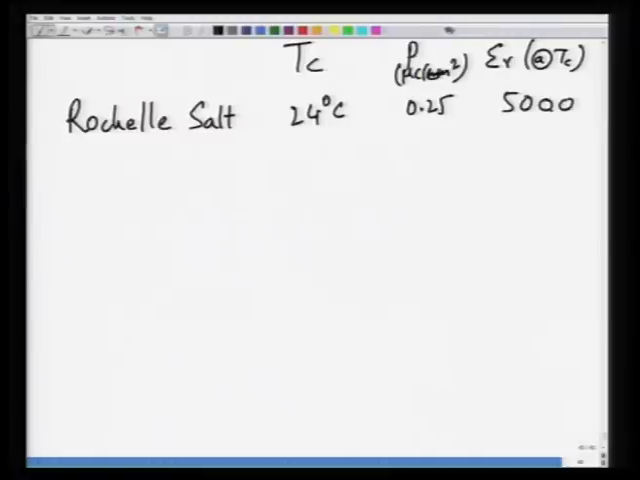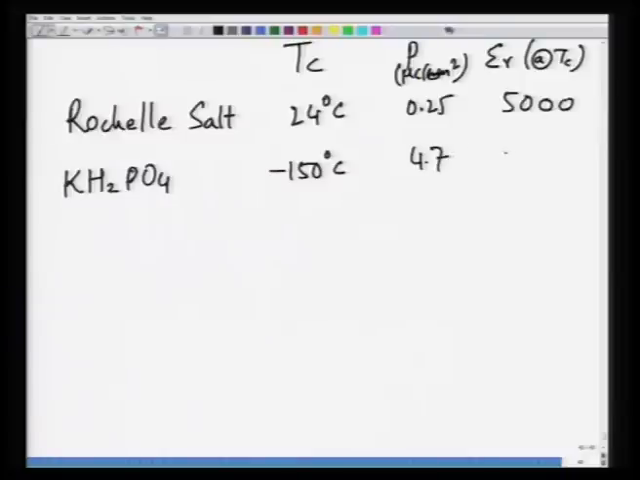and the dielectric constant near Tc is approximately 5000. If you look at potassium dihydrogen phosphate, it has a very low temperature, minus 150 degree centigrade, polarization is approximately 4.7, and the dielectric constant is very anisotropic, 10 to the power 5 along the C axis and 70 along the A axis. So, extremely anisotropic. So, measurements were made on single crystals.